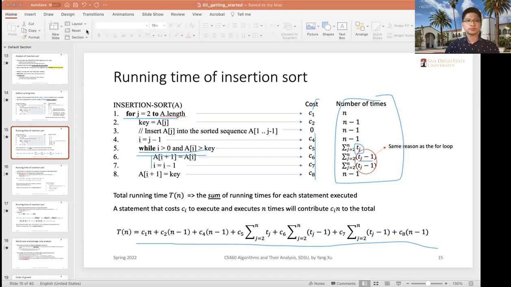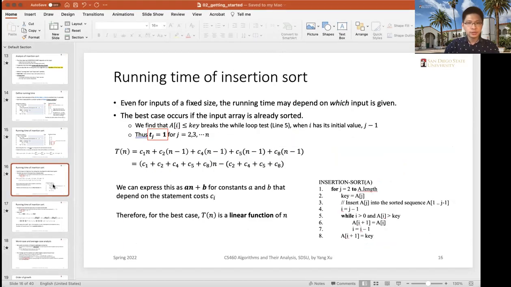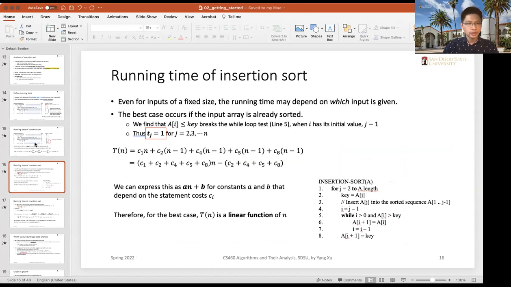All right, let me go to the next page. This slide we have already covered last time. It's a simplified case-by-case analysis. Here we are analyzing the best case. The best case for a sorting algorithm occurs when all the input elements are already sorted.